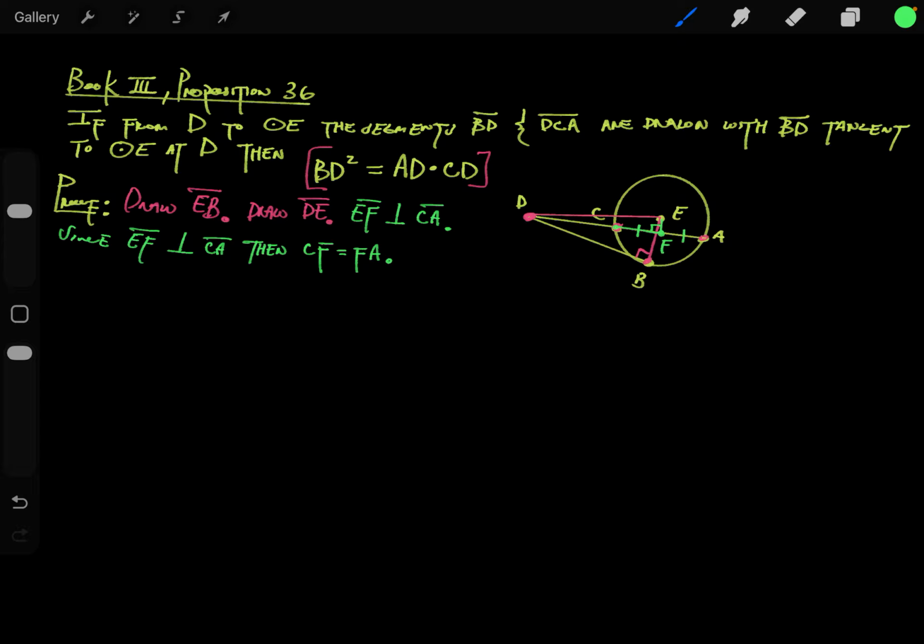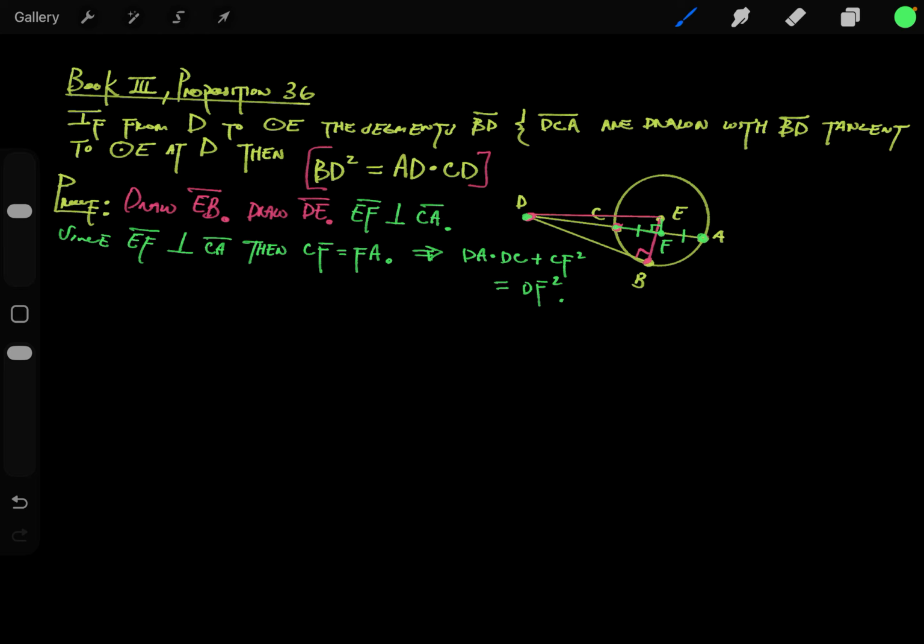Now we leverage our previous proposition and we should look at DA. So DA has CA bisected at F. So then this means that DA times DC plus CF squared has to equal DF squared, by the proposition that we proved previously, because F is the midpoint.